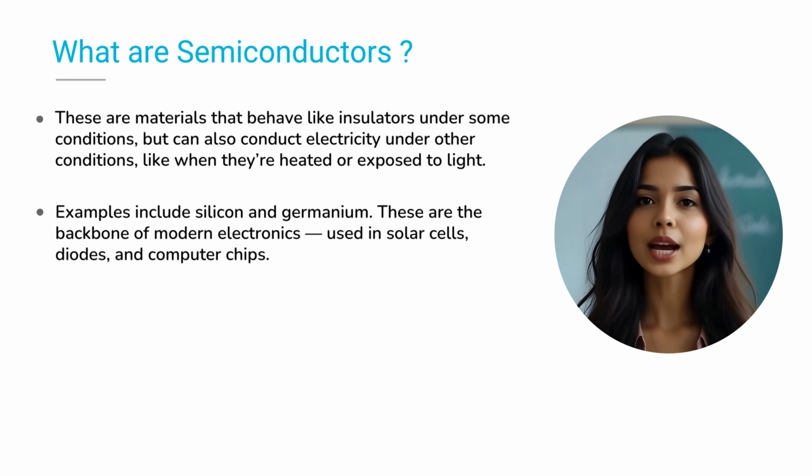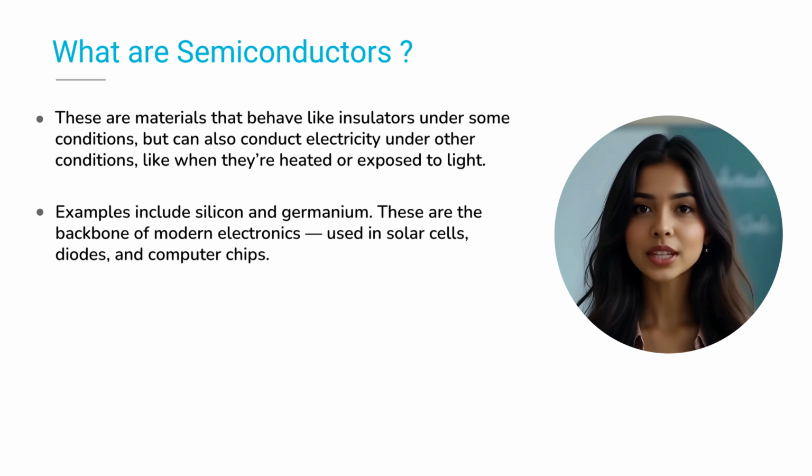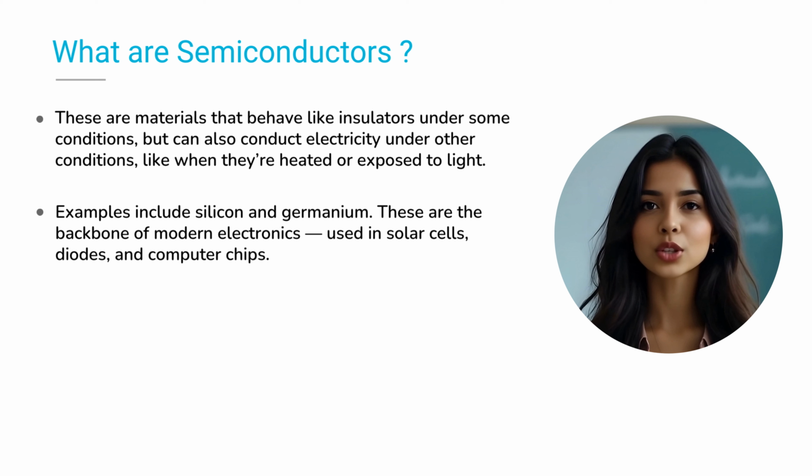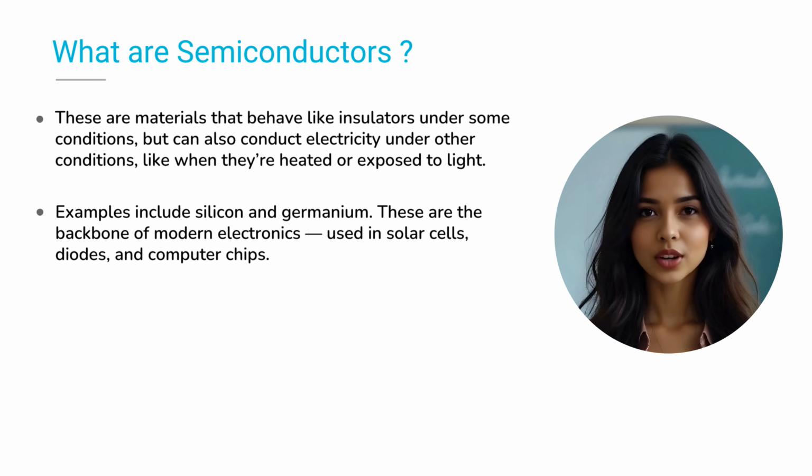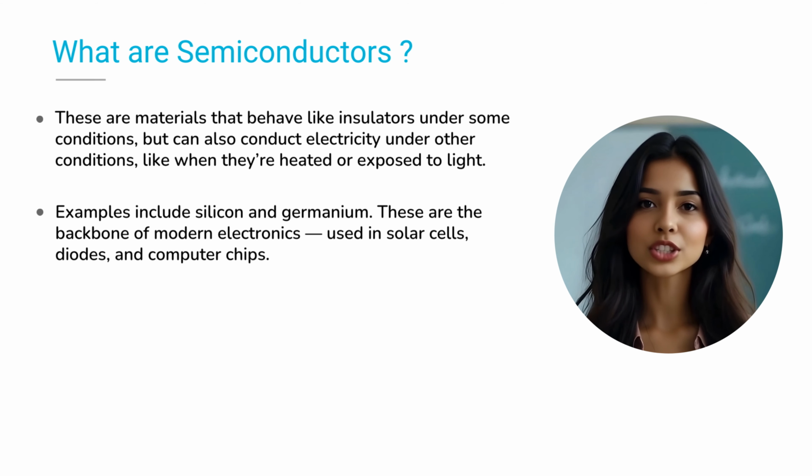There's also a third category of materials that you'll encounter, called semiconductors. These are materials that behave like insulators under some conditions, but can also conduct electricity under other conditions, like when they're heated or exposed to light. Examples include silicon and germanium. These are the backbone of modern electronics, used in solar cells, diodes, and computer chips.